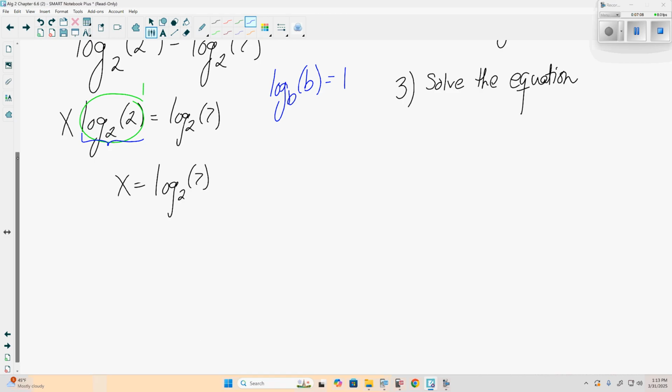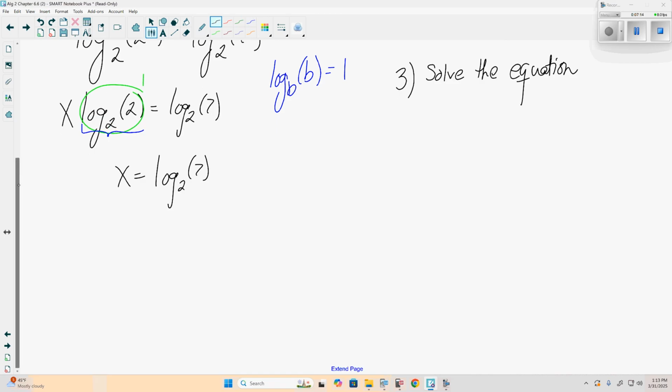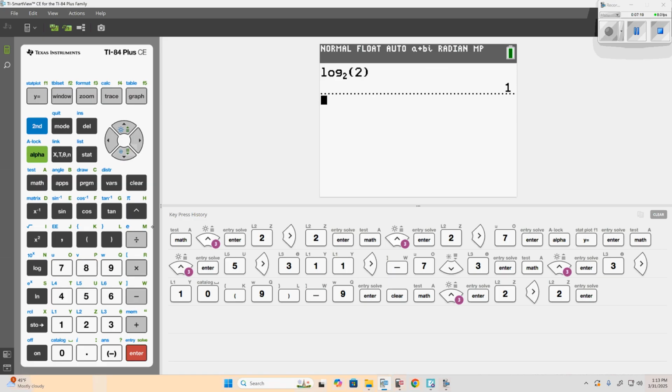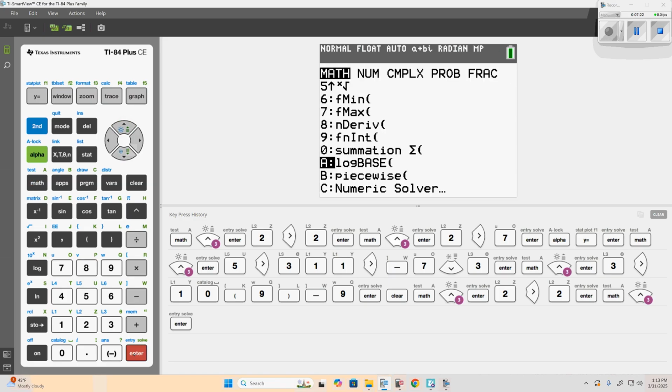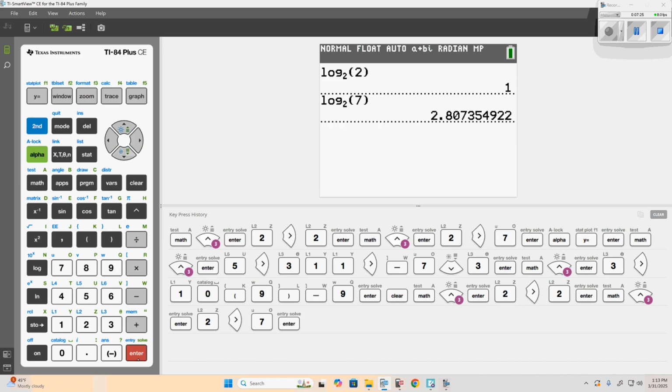So now we just need to solve for x. Well, x is already by itself, so we have solved for it. The only thing we have to do after this is find the approximate value of log base 2 of 7, which is 2.807354922, or approximately 2.807.